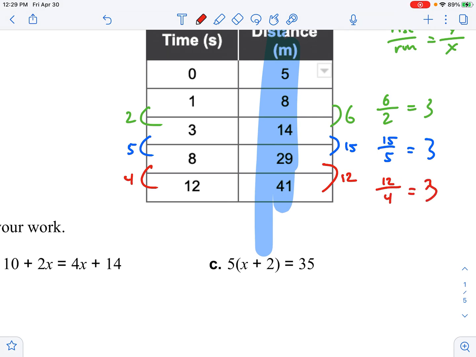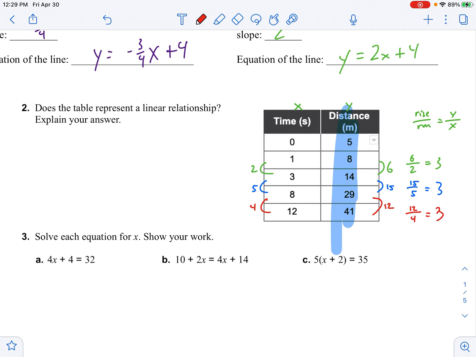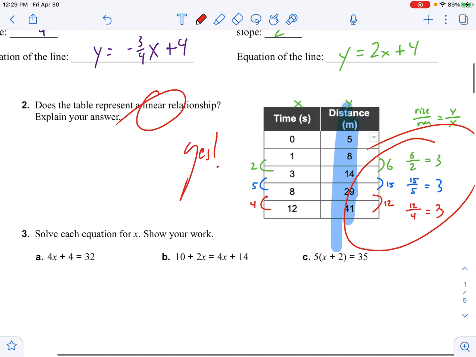3. Ding. Ding-a-ling. Ding. Shazam. Is it linear? Yes, it is. Explain your answer. I did right there.